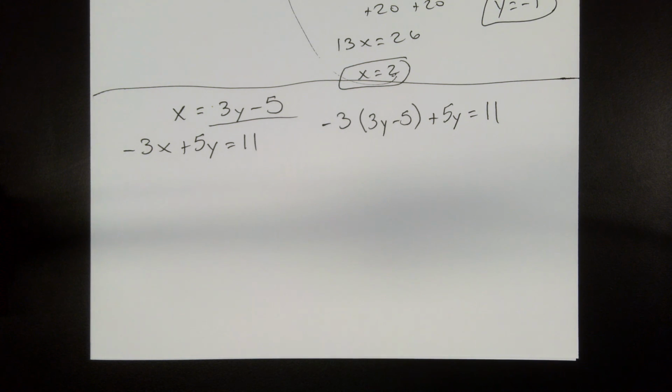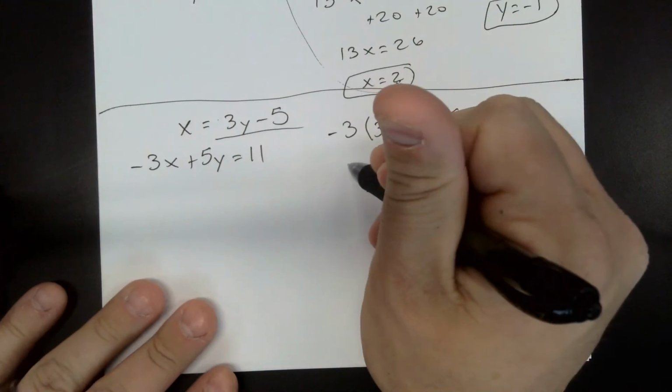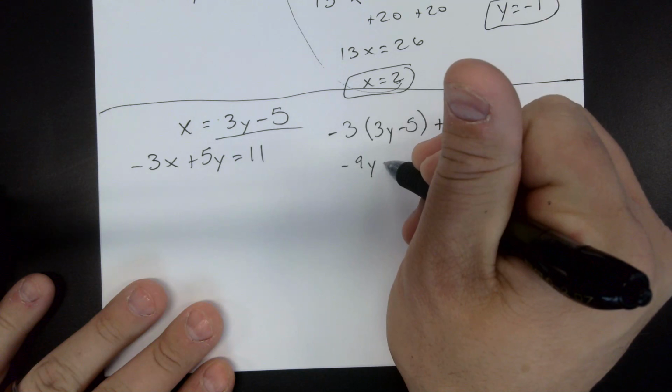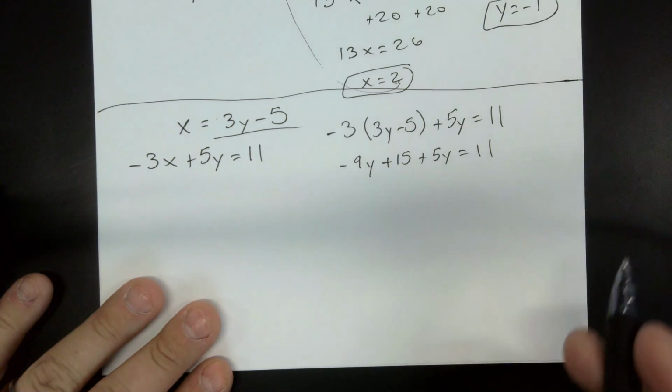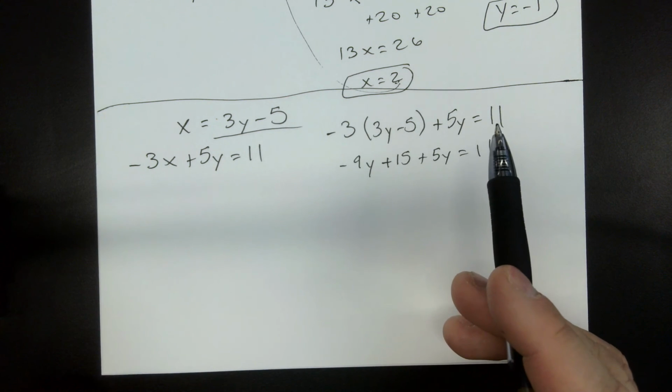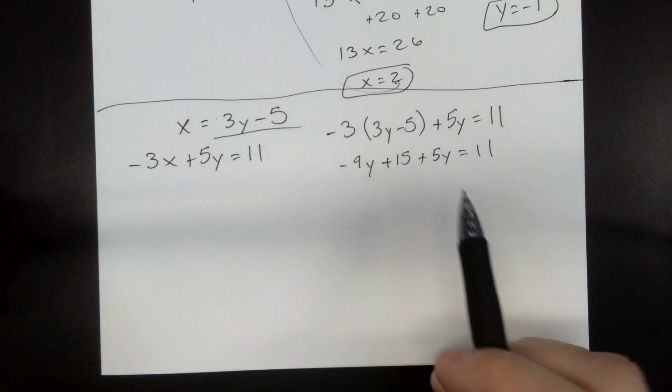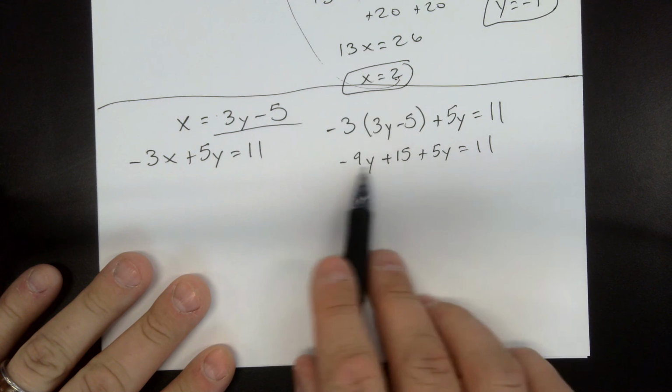All right. Okay, first thing we're going to do is we're going to distribute, right? So we're going to get negative 9 plus 15 plus 5y equals 11. That's where I went wrong. That's a bad place to go wrong at the very beginning. And then we're going to combine together the y's.